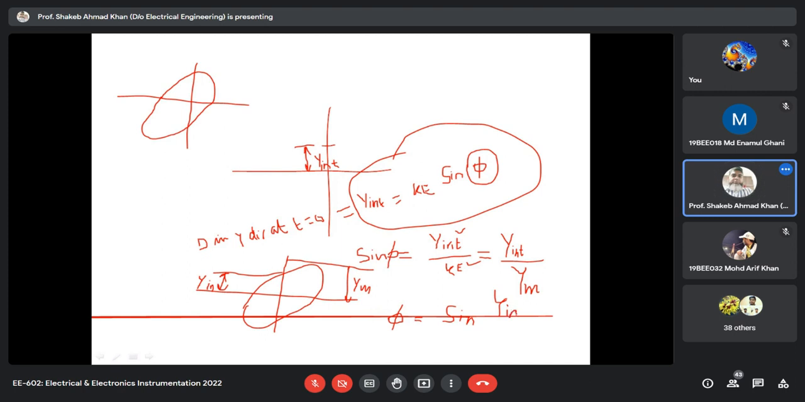Y int divided by y max, sine inverse. So this is the way we can find out very accurately the phase angle between two waveforms. If anybody is having any question regarding it, you can ask, please. I'll take up one example, then it will be more clear to you. Having any question?